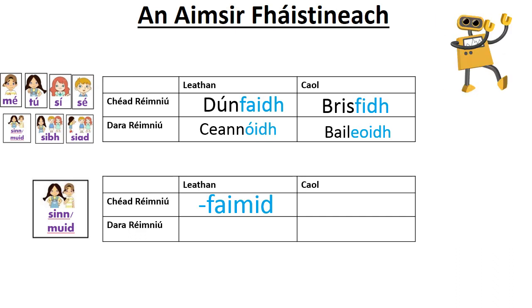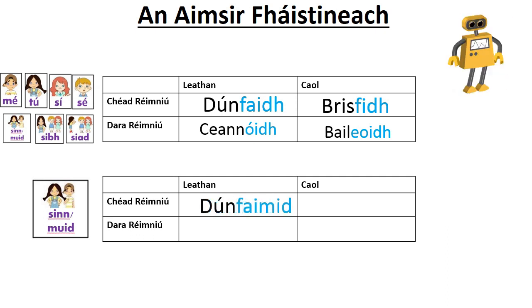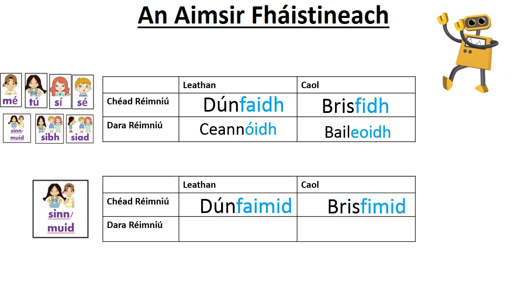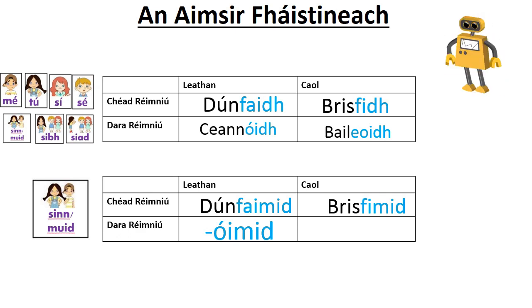Famige or Hamige. Dunhamige. Here it is again. Famige or Hamige. Both pronunciations are correct. Missing the A because it's narrow. Brishamige. Oamige. Okay, you can see how that relates to the oi up above. It's like the oi ending but with a mige on the end.